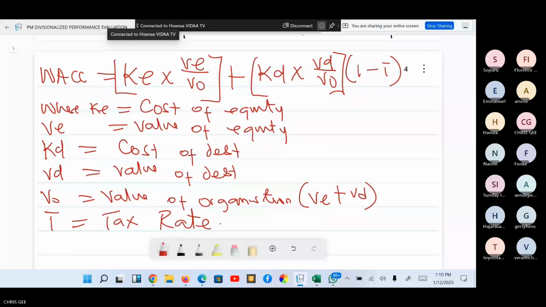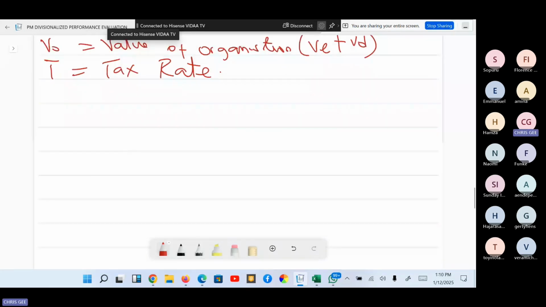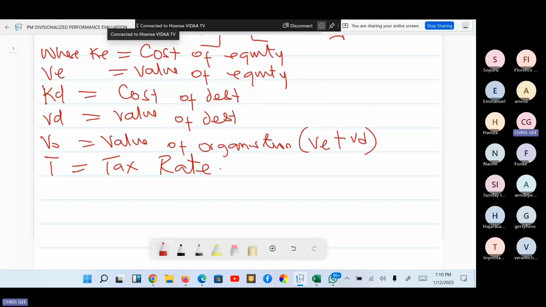Okay. What is the difference between value of equity and cost of equity? Okay. Let me quickly show us something.